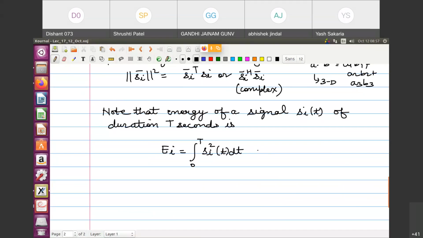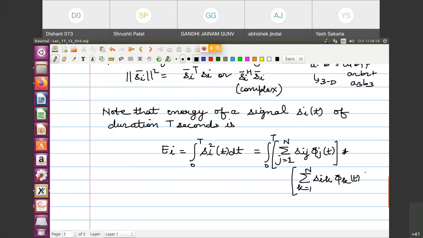Now let us write Si(t) as what we know. This is the integral from 0 to T of the summation j equal to 1 to capital N, Sij phi j(t), into the summation k equal to 1 to N, Sik phi k(t), dt. I am not explaining why I am using two different indexes. I assume you know this, because when we are multiplying we have to use different indexes. Otherwise, you won't be able to capture all the terms of the output of the multiplication.